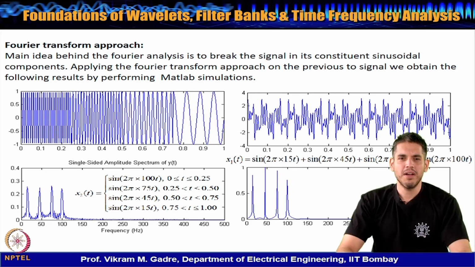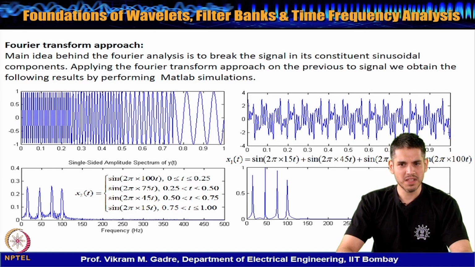The main idea behind Fourier analysis is to break the underlying signal into its constituent sinusoidal components. If we go ahead and apply the Fourier analysis algorithm, which is readily built into MATLAB, we obtain the following two results. On the left hand side you can see the signal x2(t), and on the right hand side you can see the signal x1(t).